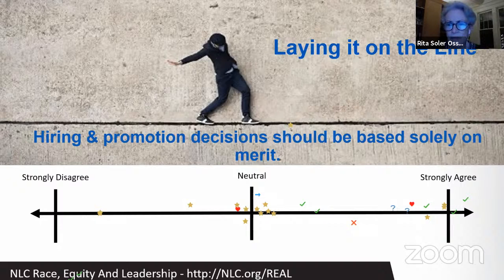So let's start on the strongly agree side. Who wants to tell us why they're, actually, we have a check mark on the super agree side. So if someone will own this green check mark, that would be great. And tell us why you agree that hiring and promotion decisions should be based solely on merit. We could take a yellow star as well, but someone unmute yourself and give us your perspective.